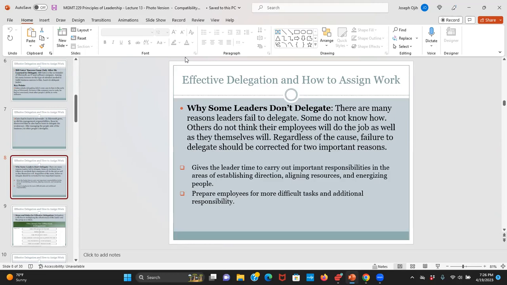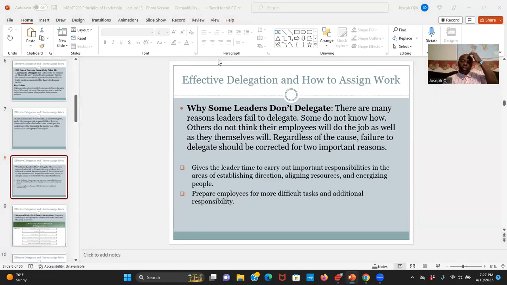Some leaders really don't know how to delegate, and others do not think their employees will do the job as well as the leader himself or herself. So they don't trust that their employees can do the job by themselves. They feel that if they're not in charge, something might go wrong.